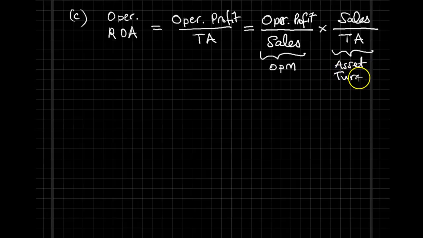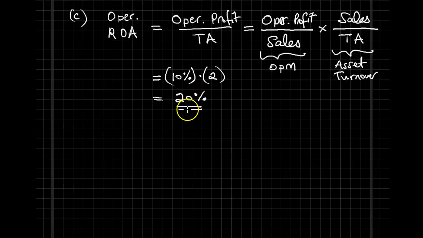But we were provided with those initially, right? So if you recall, we had operating profit margin was 10% and total asset turnover was 2. So therefore our operating return on assets will be 10% times 2 for a 20% operating return on assets. Well, so we are done with operating return on assets with our current state of sales.